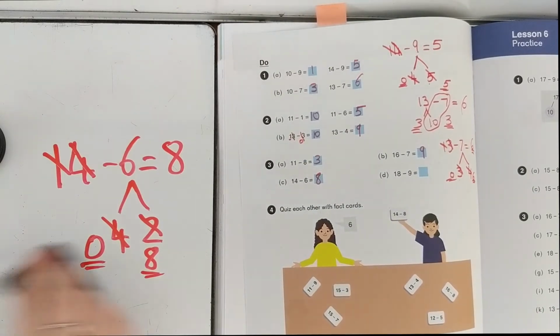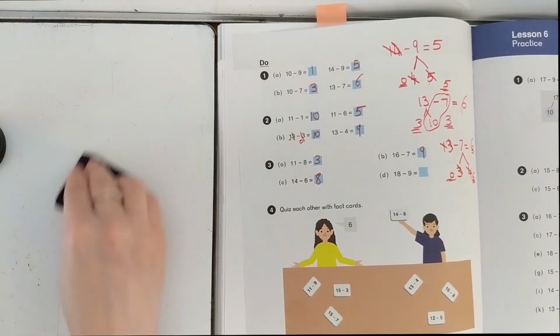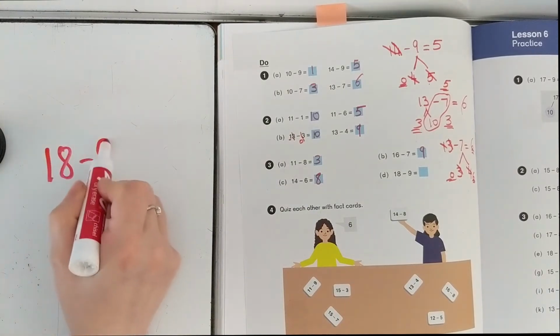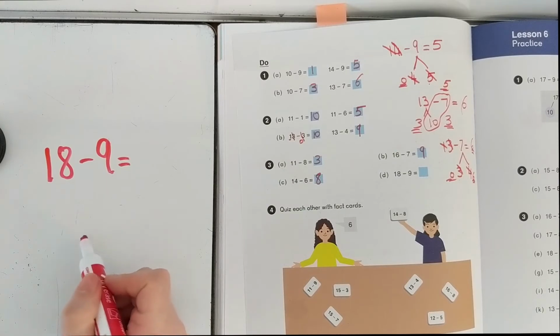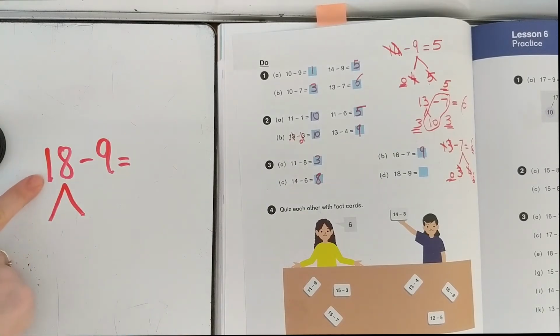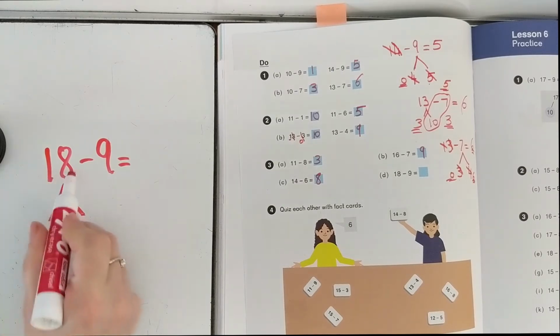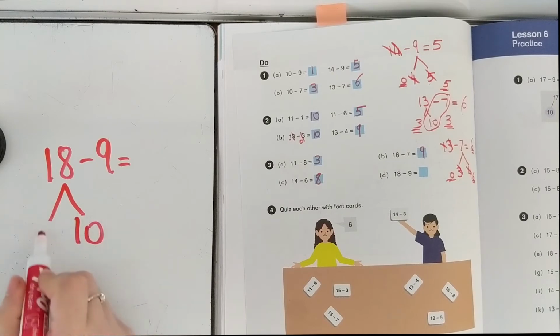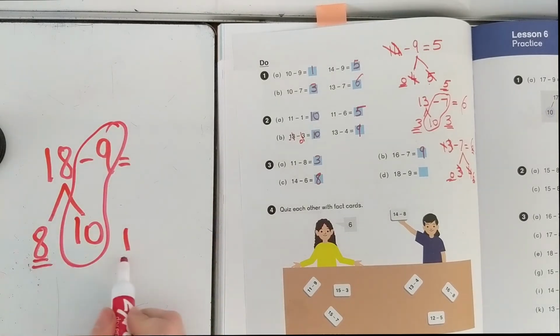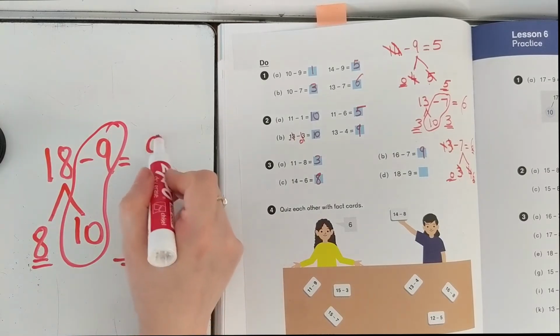And the very last one, letter D, is 18 minus 9 equals. I'm going to take away from the tens place first, just because I already know right off the top of my head 10 minus 9, right? So inside the number 18, there is a 10 and an 8. 10 minus 9 is 1. Add those leftovers. 8 plus 1 is 9.